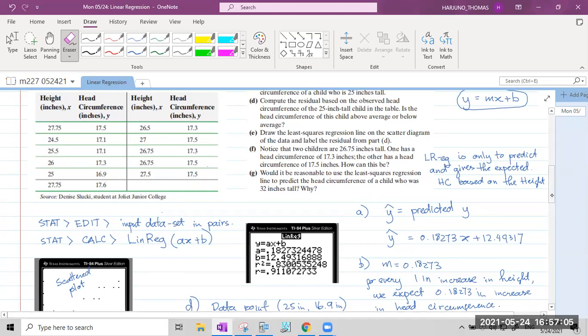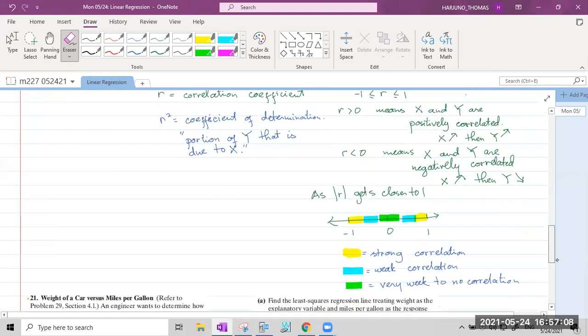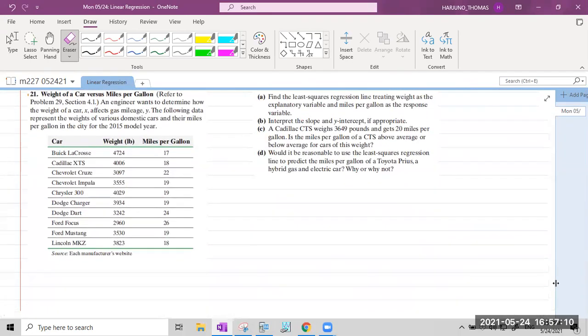Okay? Now let's see question number two, example number two. Now we have the weight of a car versus miles per gallon. An engineer wants to determine how the weight of a car, in this case X, affects the gas mileage. Okay, we do expect that the heavier the car, the lower the gas mileage. Now the following data represent the weights of various domestic cars and their miles per gallon in the city for the 2015 model year. So we have this information here.